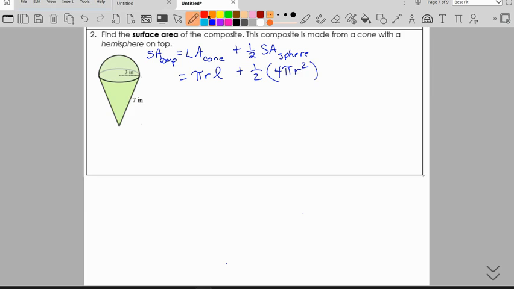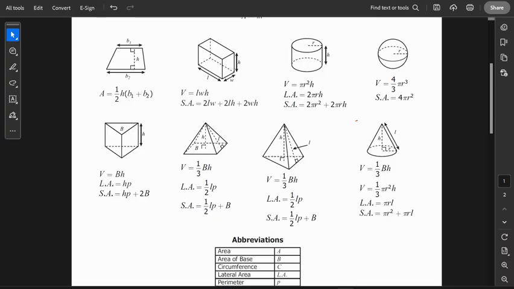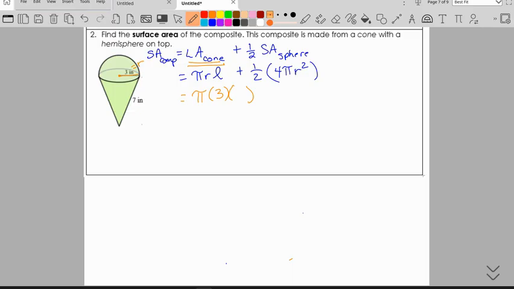Okay, so let's go plug into those formulas. I'm talking about the lateral area of a cone, so I'm looking at the cone. I want pi times the radius of the cone. It turns out where they placed this radius of the cone is also the radius of the circle, so that'll be helpful. Our radius is 3. L stands for the slant height of the cone, and if I look at my picture, that's actually what I have. I have this slant height right here, so that's perfect. That's 7.